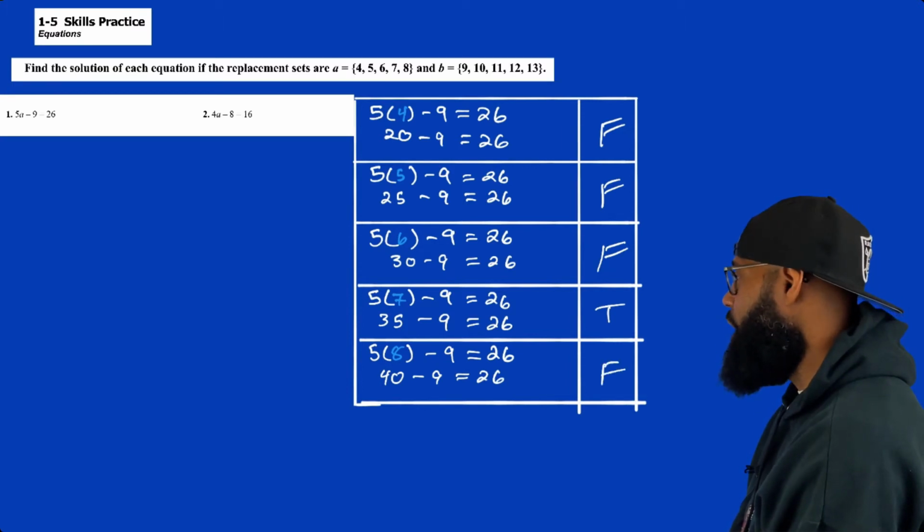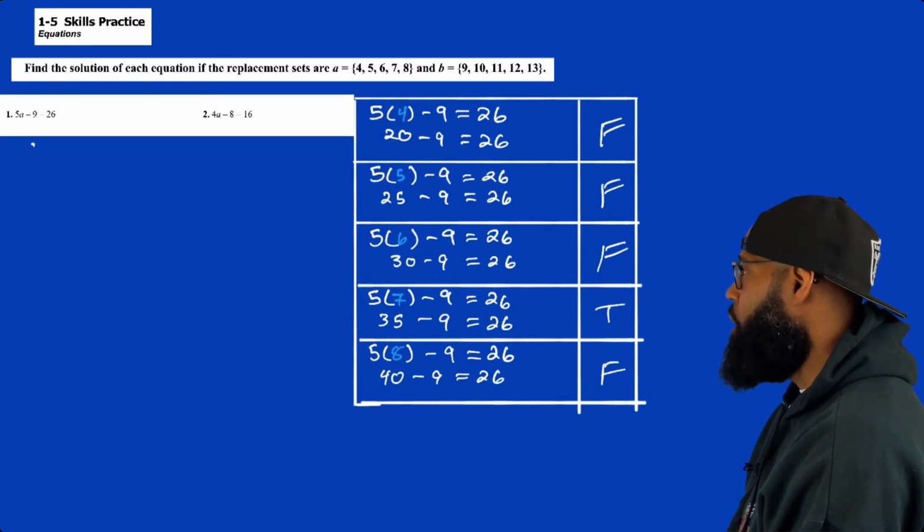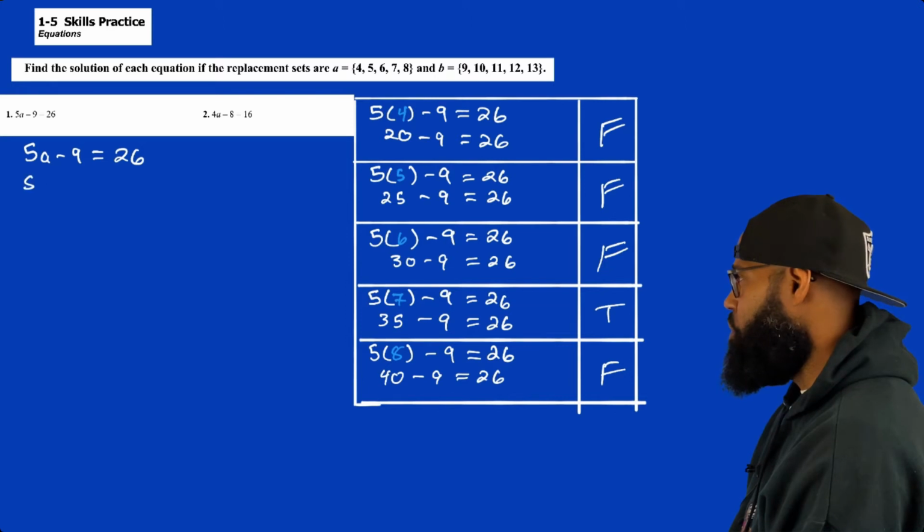So what am I saying? I'm saying that for the equation 5a minus 9 is equal to 26, my solution is a equals 7. Oh, no. Solution for, the solution, why are we gonna write this, y'all? Yeah, for a.